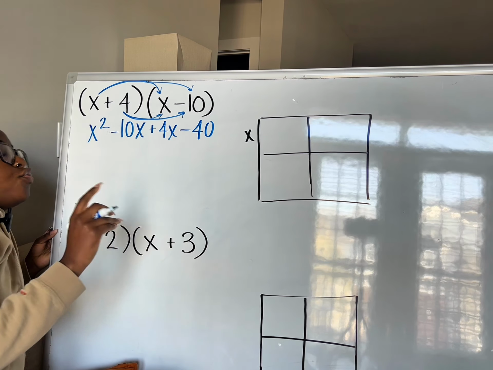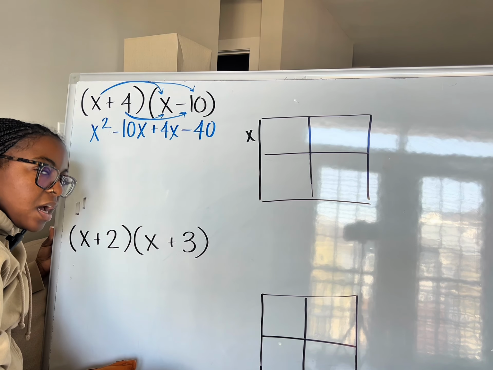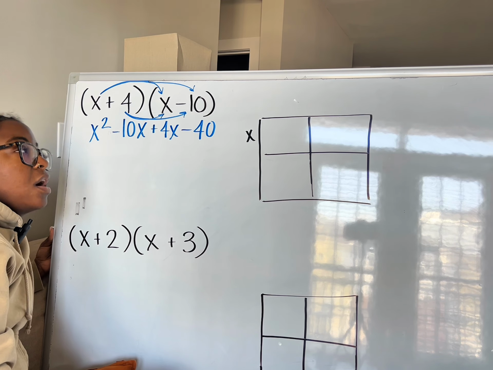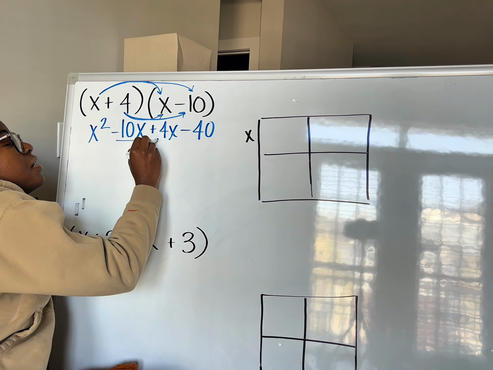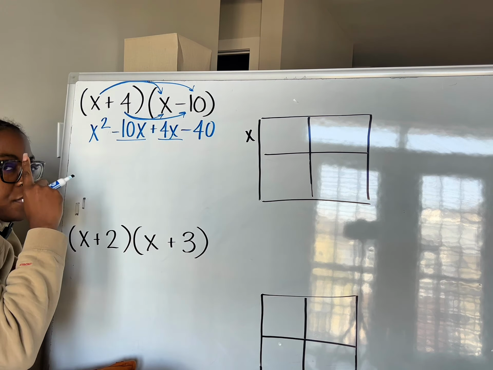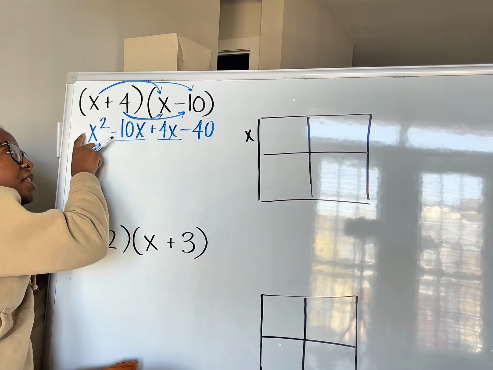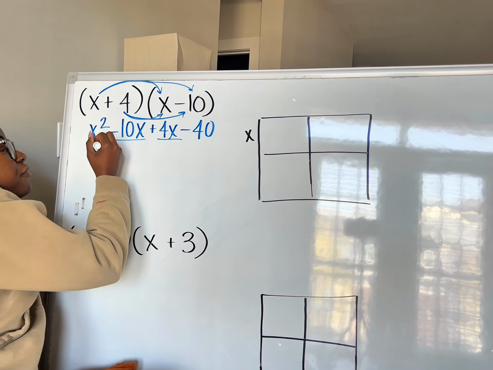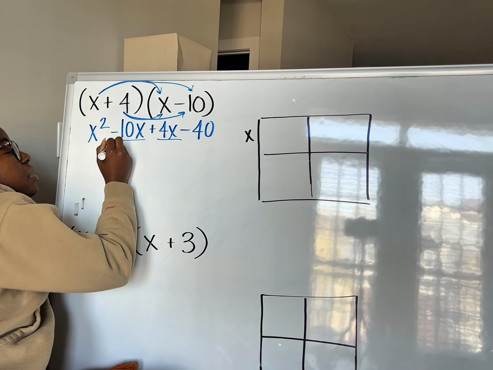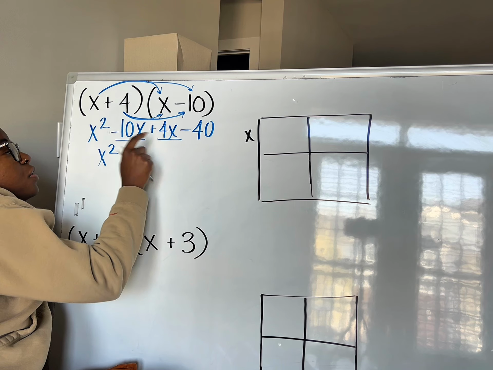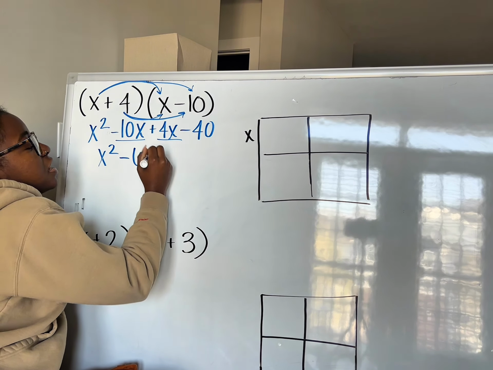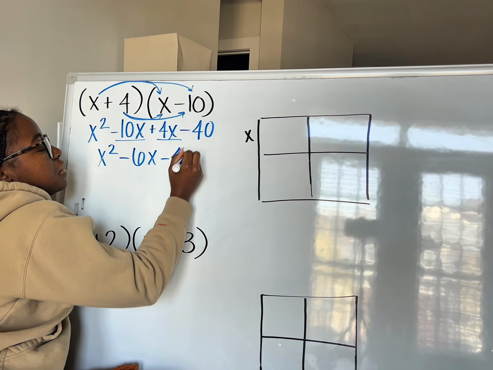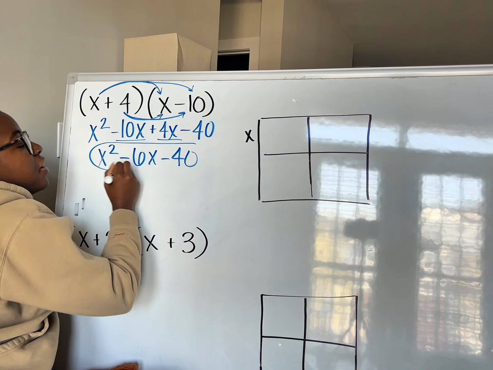You will always, most of the time, majority of the time, have like terms right here and right here once you distribute. So you have to combine them. This is not your final answer. Do not leave that. Your final answer would be x squared, and then negative 10 plus 4 is negative 6x, minus 40. That would be your final answer.